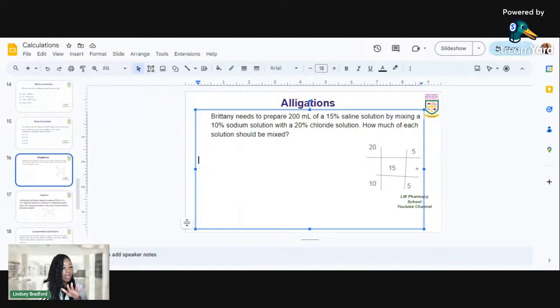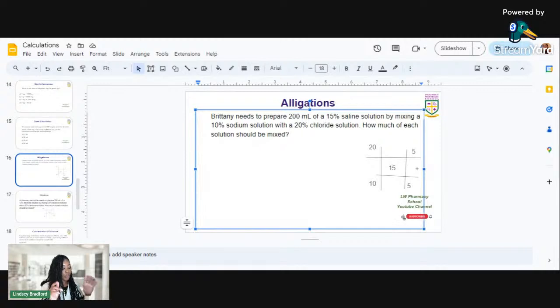Okay, so with this alligation, it says Brittany needs to prepare 200 milliliters of a 15% saline solution by mixing a 10% sodium solution with a 20% chloride solution. How much of each solution should be mixed?